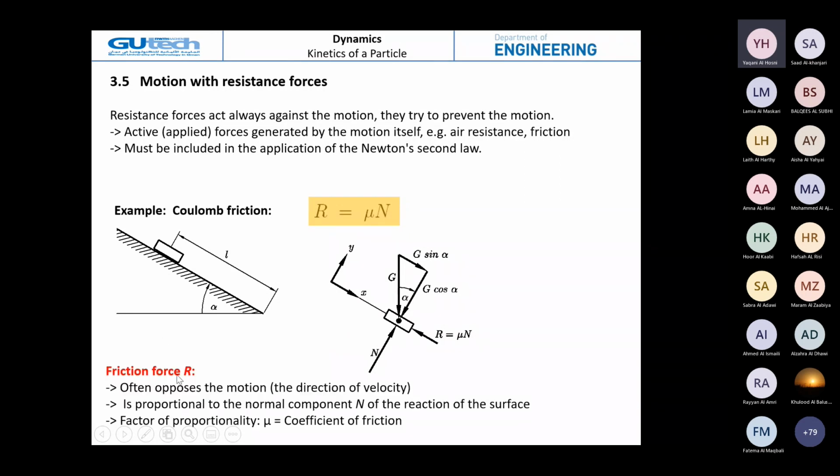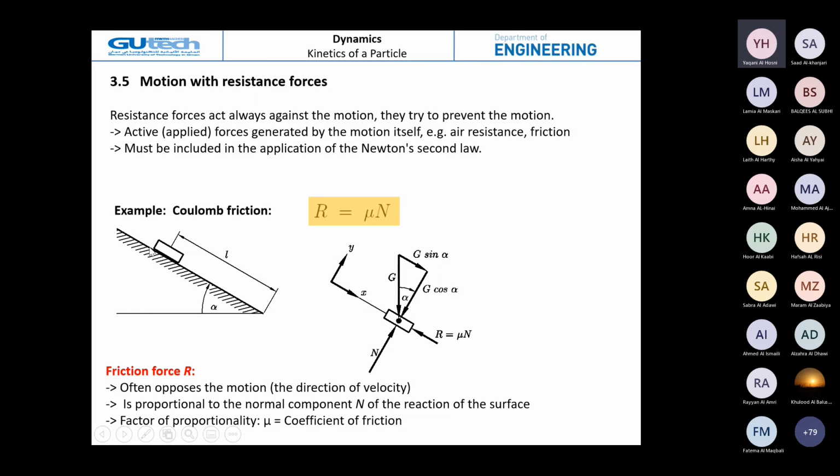Then the friction force R always opposes the motion, the direction of the velocity. It means it's falling down, so the velocity is in this direction. If the velocity is in this direction, then the friction force is always opposite. Now R is proportional to the normal component N of the reaction of the surface.